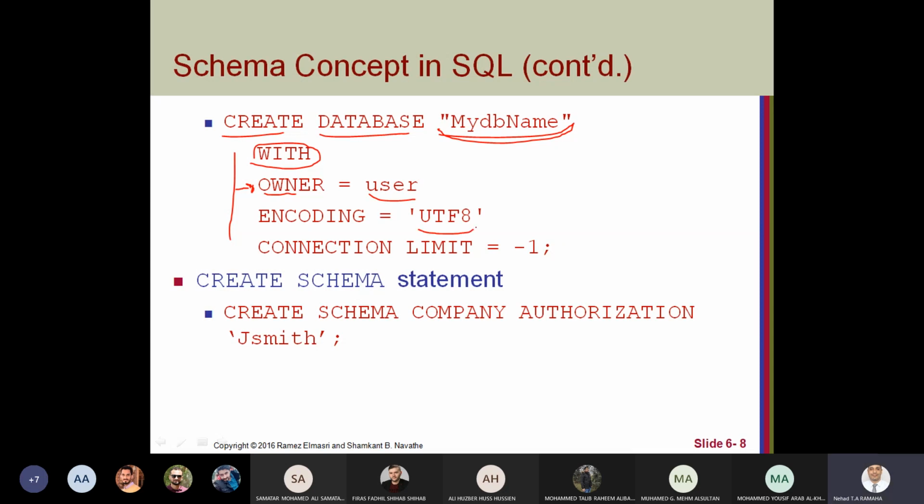Encoding, UTF-8. Actually, encoding is important for the information inside the database. UTF-8 will allow you to add information in any language, almost: Arabic, English, and others. Connection limit: how many connections could be accepted at the same time for your database. Actually, some DBMS have their limit. When you mention that it's -1, this means it's unlimited. So as many users as possible at the same time could connect to your database, okay?